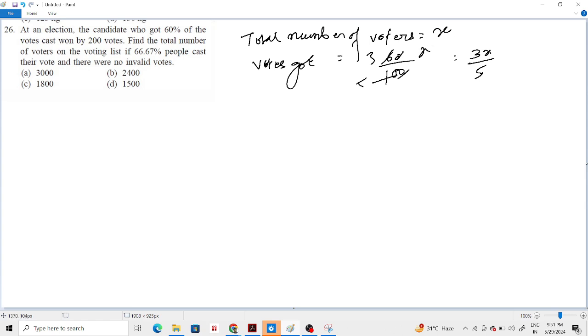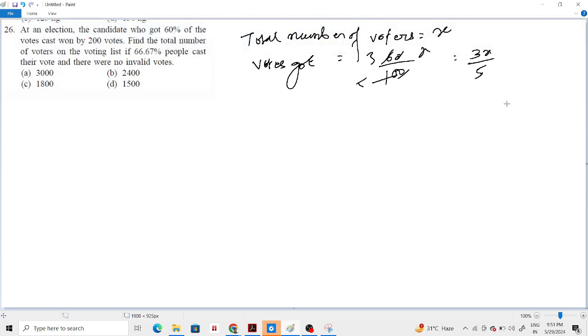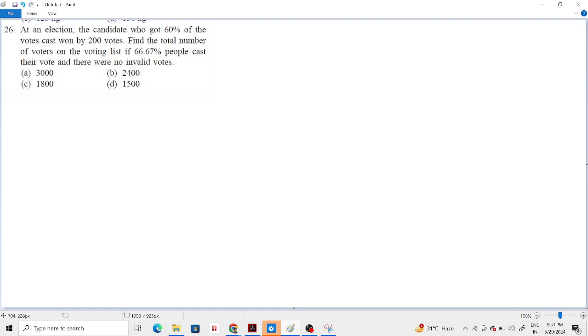Find the total number of voters on the voter list. See those people who were there in the voter list. So find the total number of people on the voter list. That means on the total voting list there are X voters. Not everybody cast their vote. So it might happen that not everybody went to cast their vote. Now the number of votes we can write in percentage.